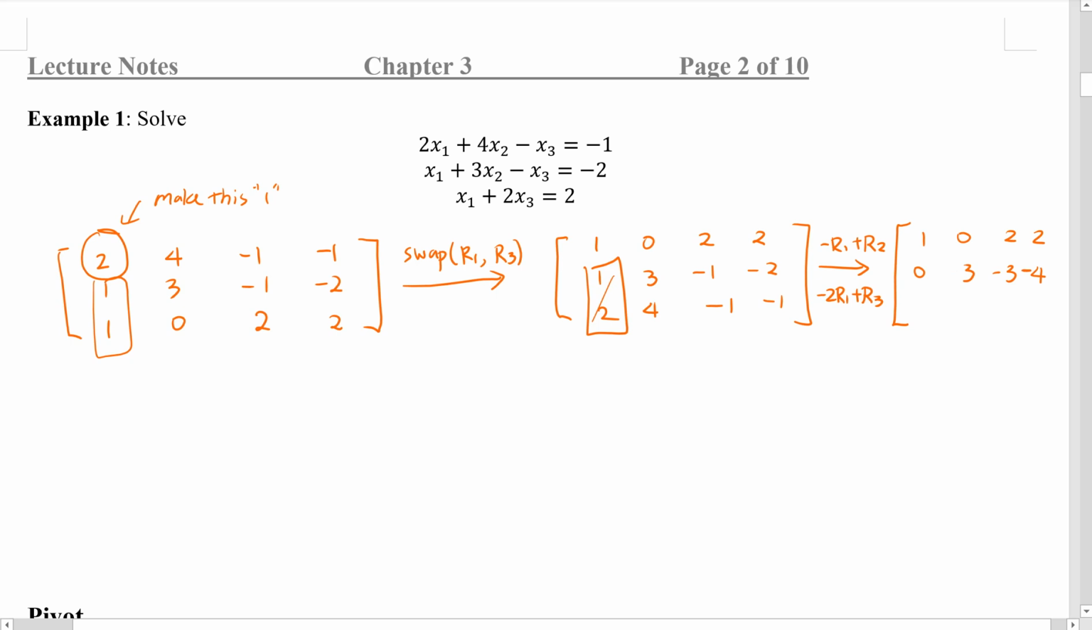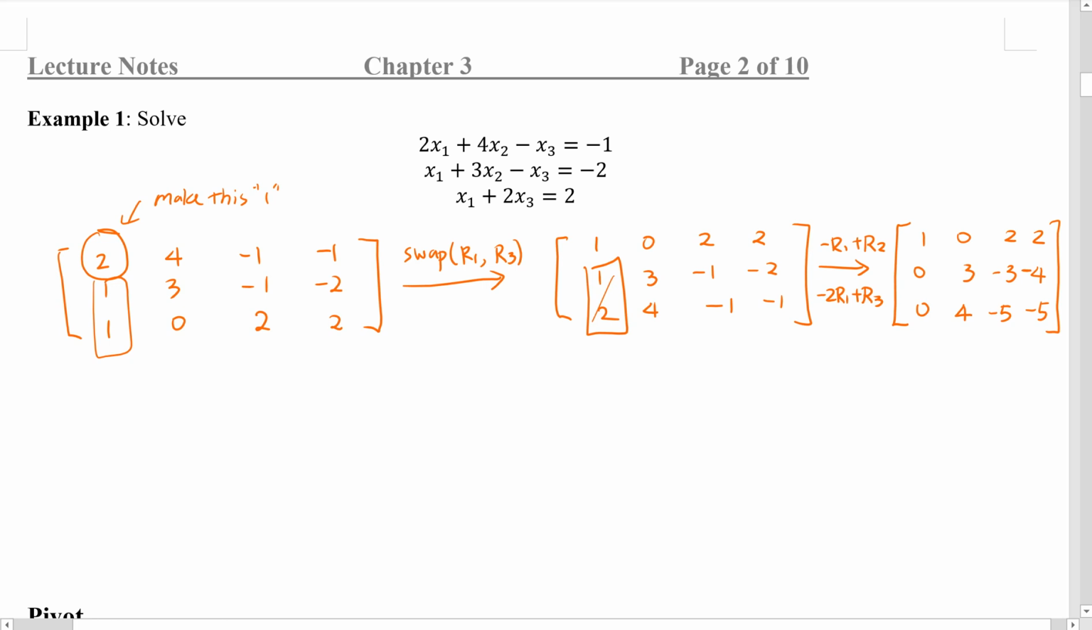And then negative 2 R1 plus R3. So it's like we use this 2 minus 2 times 1, which is 0. 4 minus 2 times 0 is 4. Minus 1 minus 2 times 2 is minus 1 minus 4, minus 5. Minus 1 minus 2 times 2, so also minus 5. So far, so good, everybody?